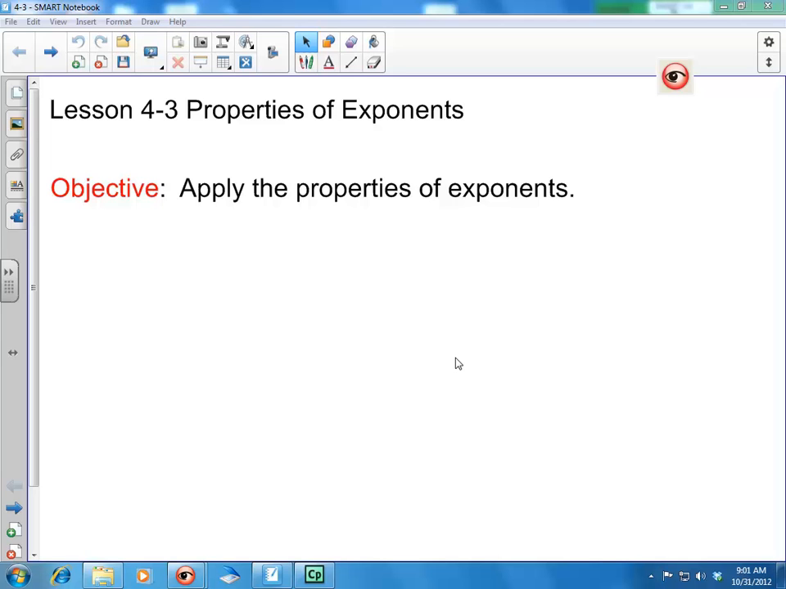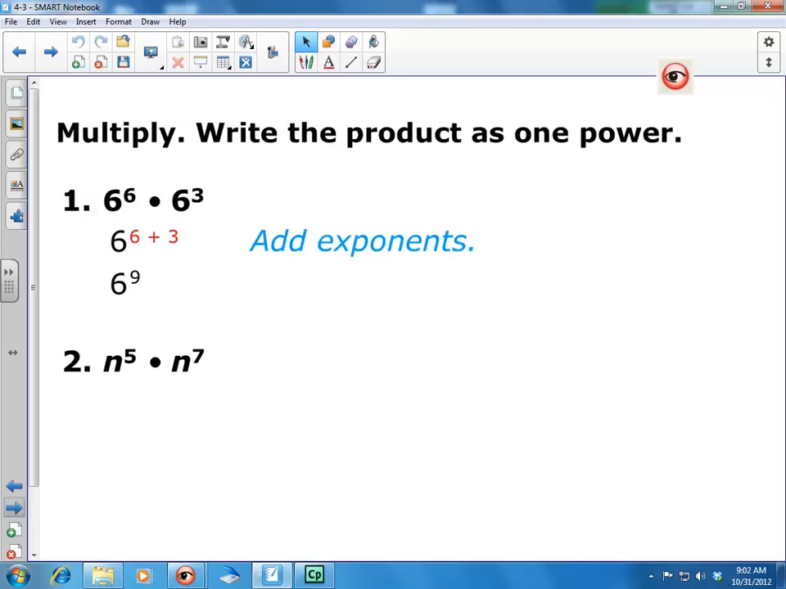Because today, if you look at your worksheet, you'll notice that we have exponents raised to powers, and we are also going to be multiplying numbers and variables together that have exponents. Okay? So let's take a look at our first couple of examples here. The directions say multiply and write the product as one power. Let's take a look at number one.